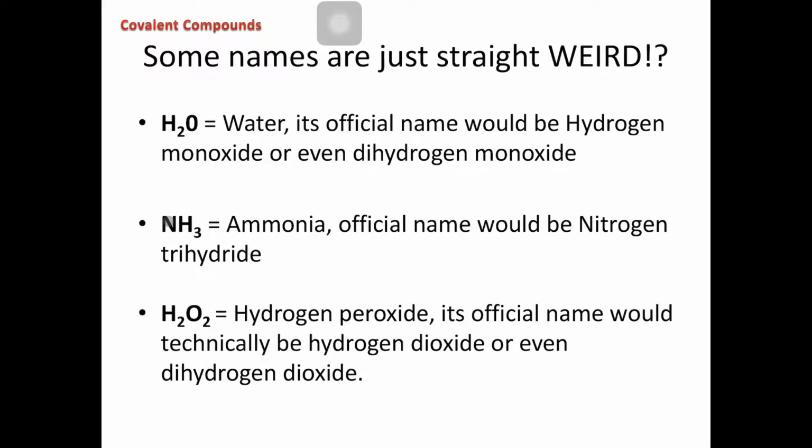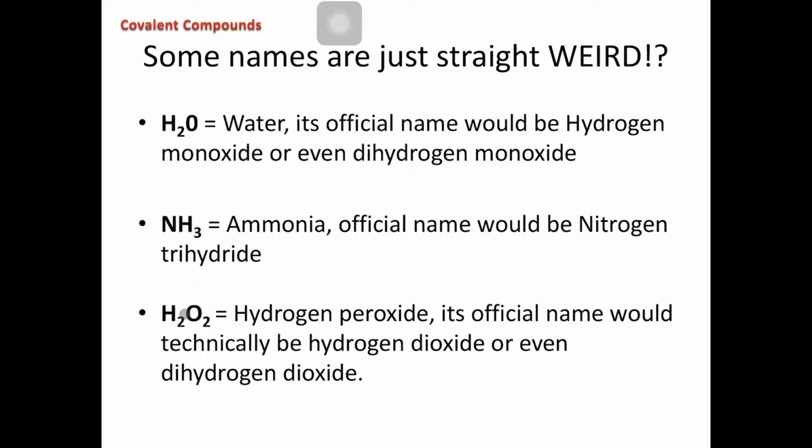NH3 is another one, 2 nonmetals, nitrogen and hydrogen. It's called ammonia. Why is it called ammonia? Well, this one really comes down to marketing. There are lots of companies out there that sell ammonia as a product. You can go down to Woolies or Coles and you can buy ammonia, no worries at all. It's like a cleaning product. That's just what it's called commercially. Its official name would be nitrogen trihydride.